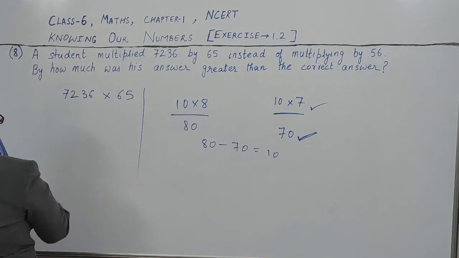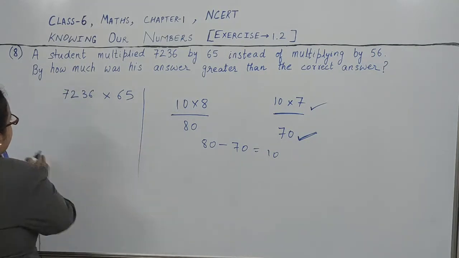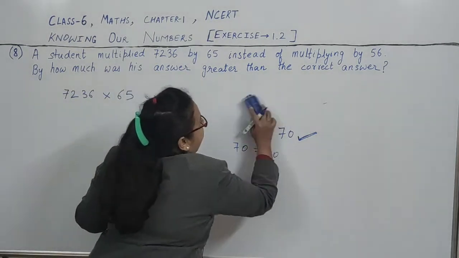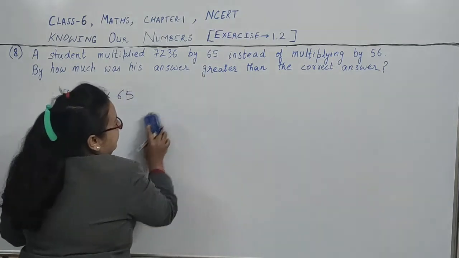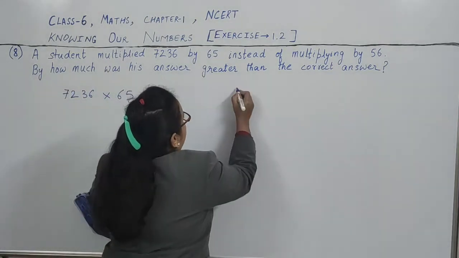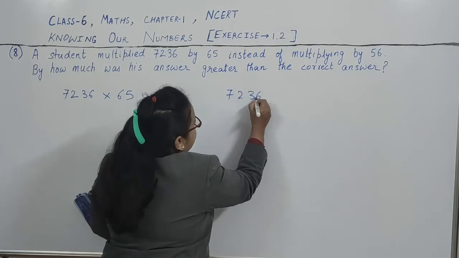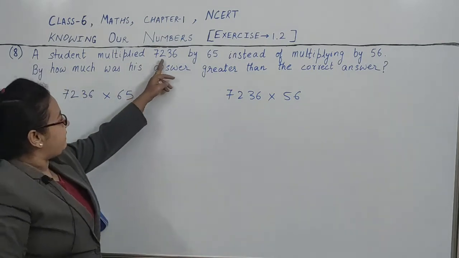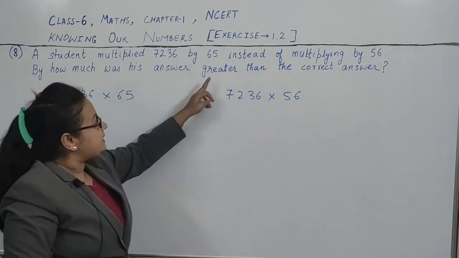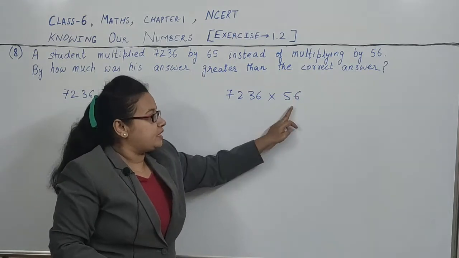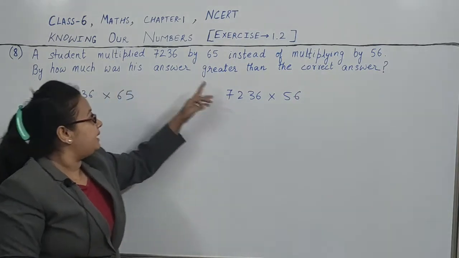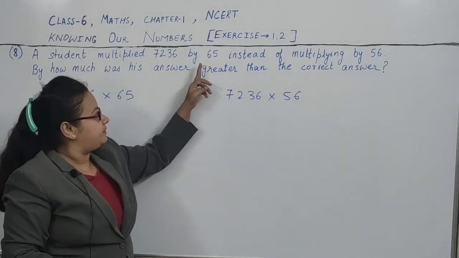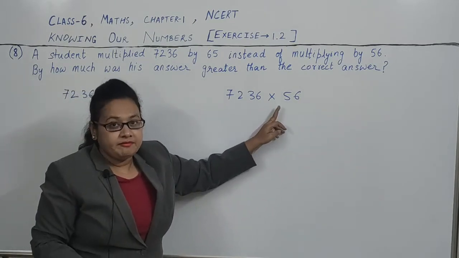So here also the same thing. See, a student multiplied 7236 by 65 instead of multiplying by 56. He should multiply it by 56 but he multiplied it by 65. By mistake, he multiplied by 65, but he should multiply by 56.